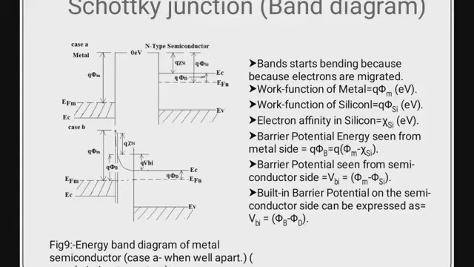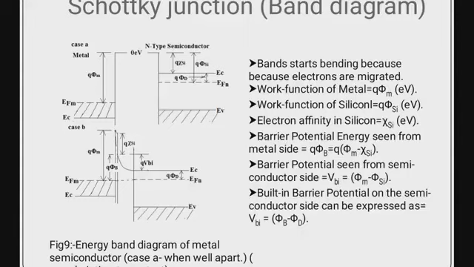Now, chi of Si is called the electron affinity in silicon. I will discuss later what electron affinity is. And the barrier potential energy seen from the metal side is equal to q phi B, and it is nothing but the difference between phi m, the metal work function, and the semiconductor work function, q phi of Si.